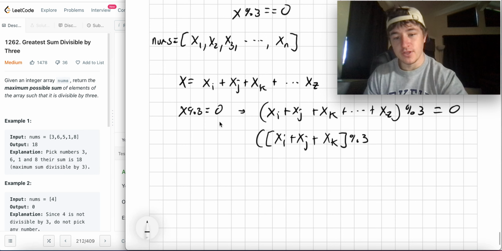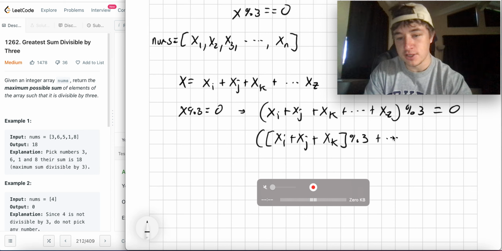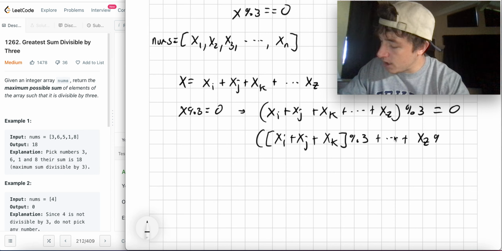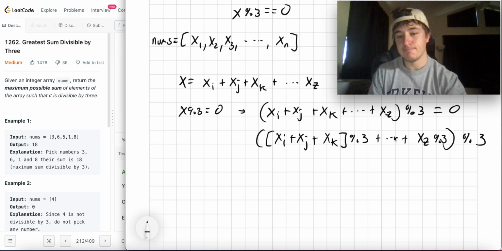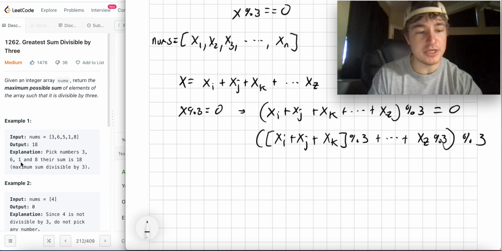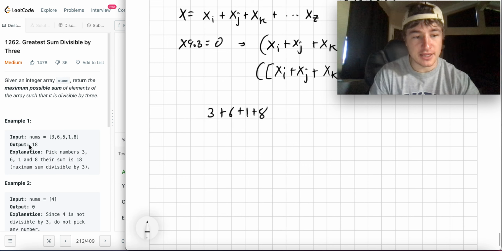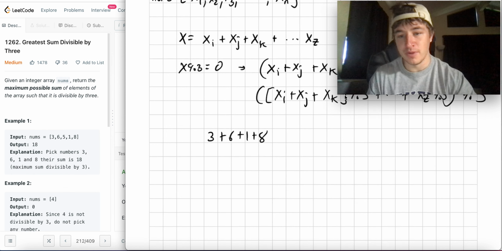Mod 3, these elements plus dot, dot, dot. Everything in here also gets modded 3, plus x to the z mod 3. All of this system mod 3. So in the context of this problem, if I choose 3, 6, 1, and 8, that means 3 plus 6 plus 1 plus 8. I'm looking at this particular example to try to convince you of this argument here.